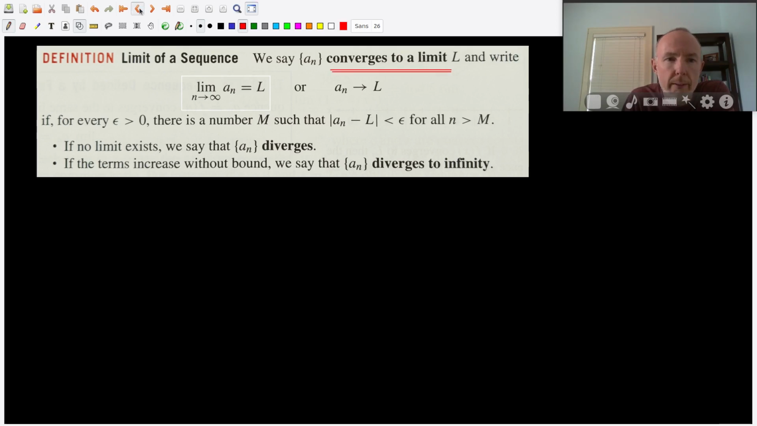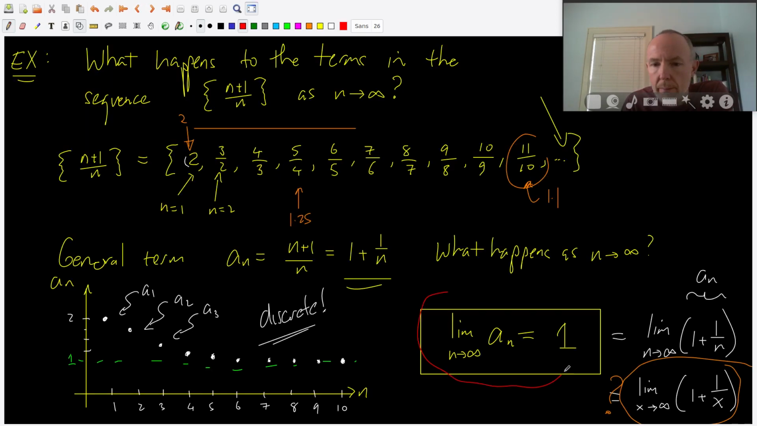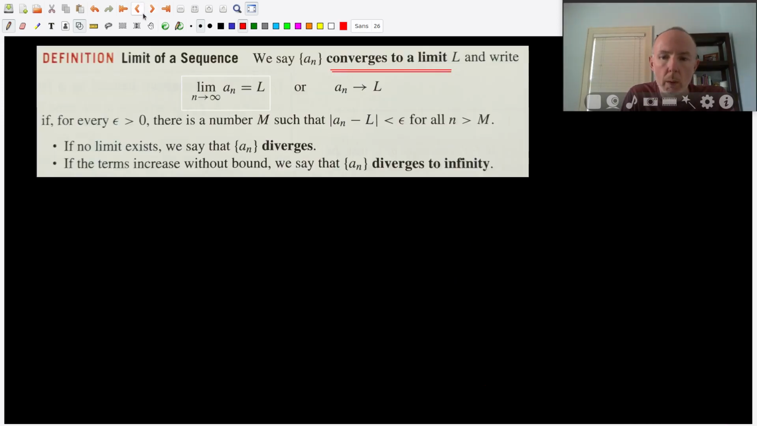So in the previous example, it seemed like the sequence here converges to 1. So the limit here was 1, and this is a convergent sequence. If it doesn't converge, if this limit does not exist, we say that that sequence diverges. And we use similar language for improper integrals, if you remember.